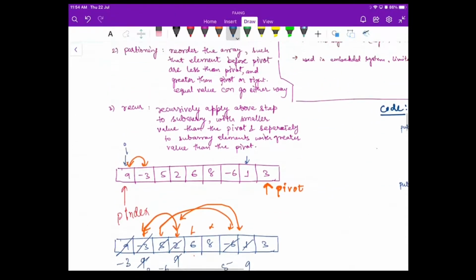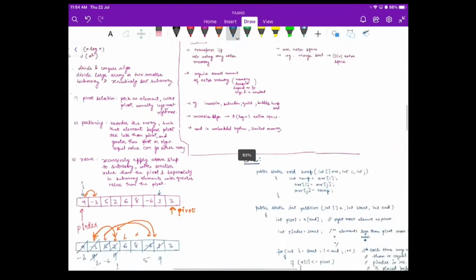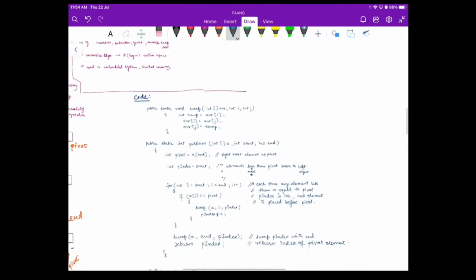Okay, and if the element is less than the pivot point, it will move to the left of it, and if the element is greater than the pivot point, then it will move to the right of it. Okay, and we will do this recursively. So it would be better understood with the help of code.